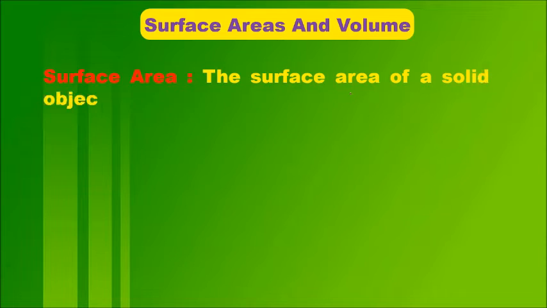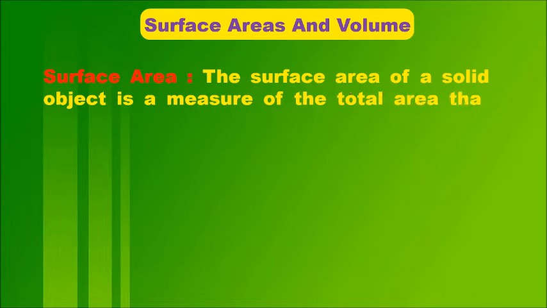Now, the next topic is surface area. The surface area of a solid object is a measure of the total area that the surface of the object occupies.